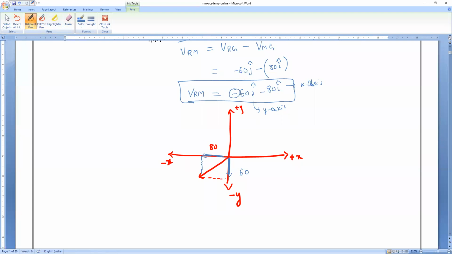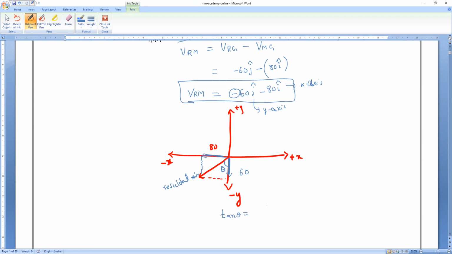So this is the resultant rain speed, we can say. We have to find the resultant rain speed. How to find it? We have to find the angle theta at which it is acting.